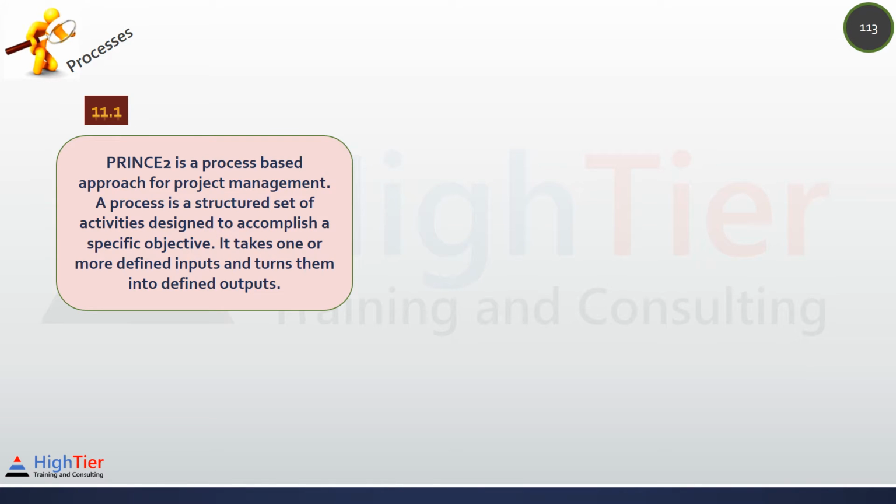Processes. PRINCE2 is a process-based approach to project management. A process is a structured set of activities designed to accomplish a specific objective. It takes one or more defined inputs and turns them into defined outputs. There are 7 processes in PRINCE2.